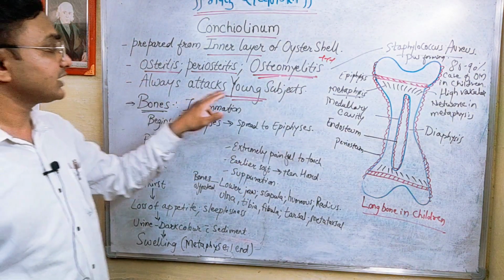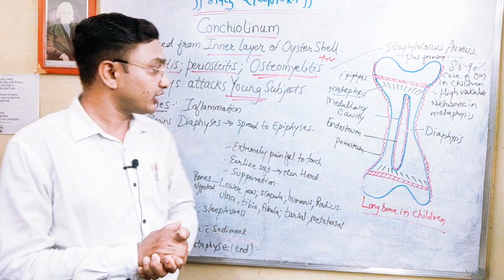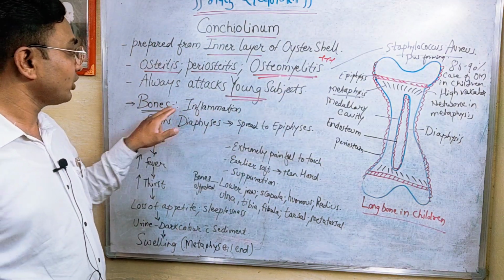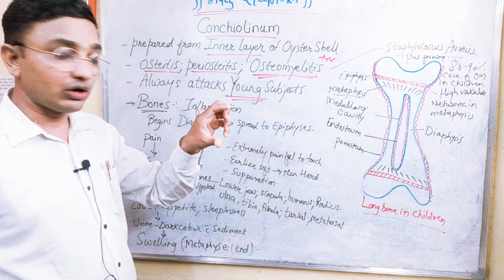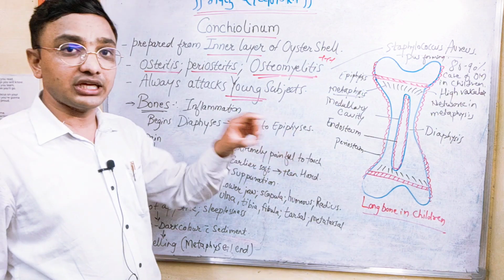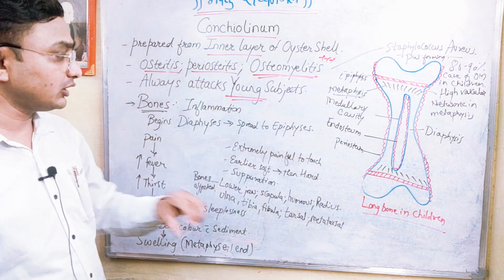It always attacks young subjects, that is, children are mostly affected. There is inflammation of the bones. It always starts at the diaphysis, that is the central part of the bone, and then spreads to the epiphysis, that is the terminal part of the bone, the upper part and the lower part.